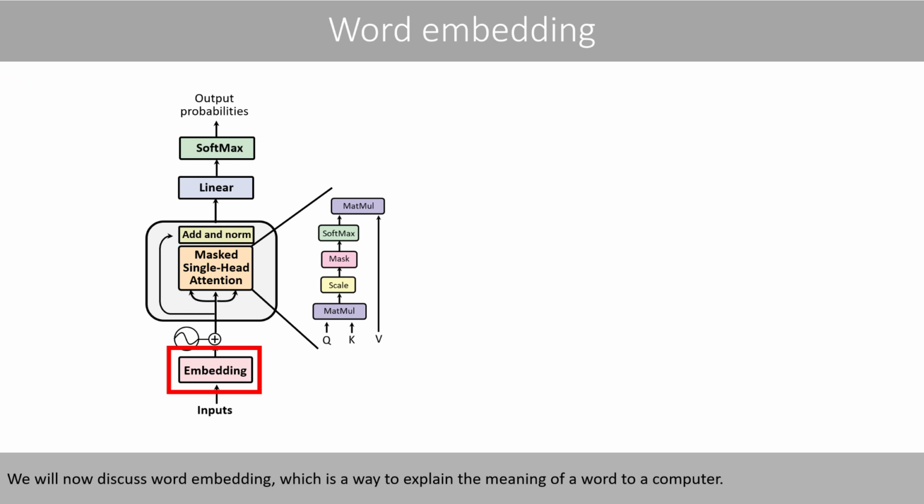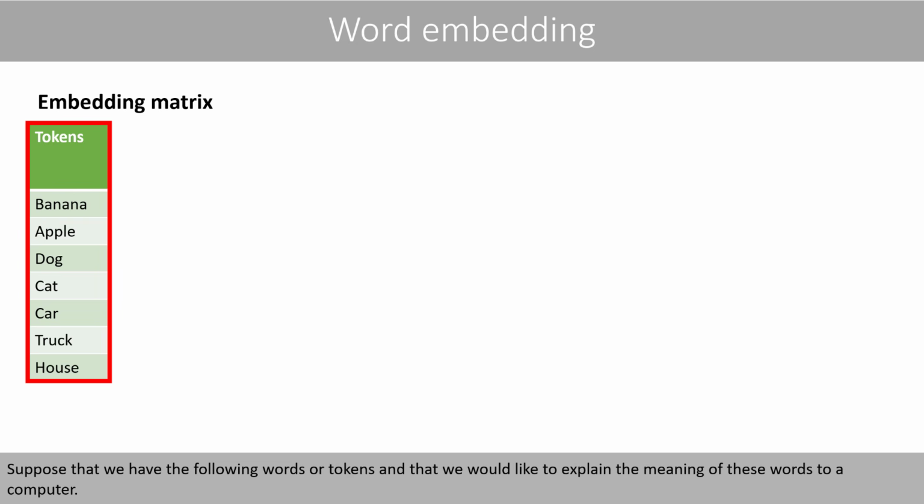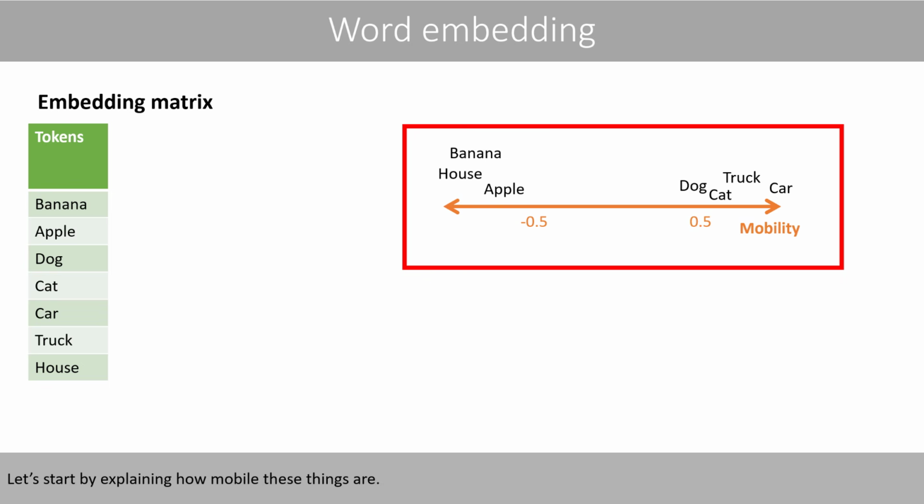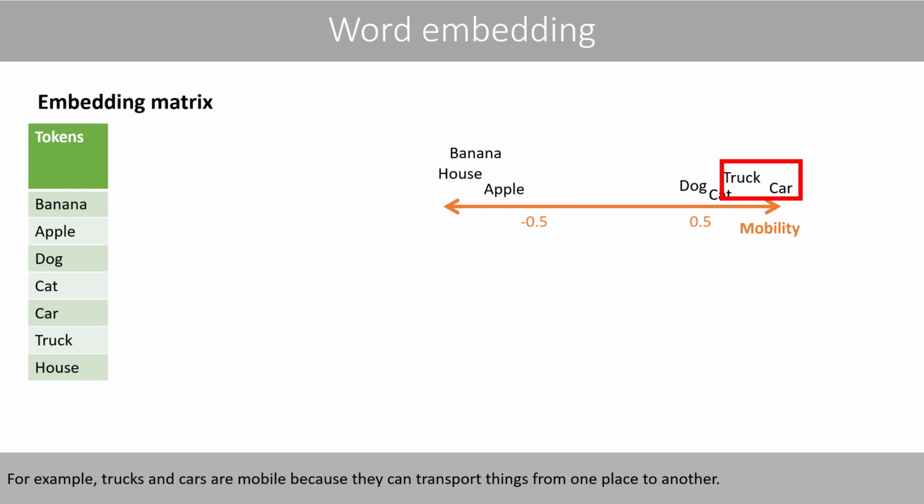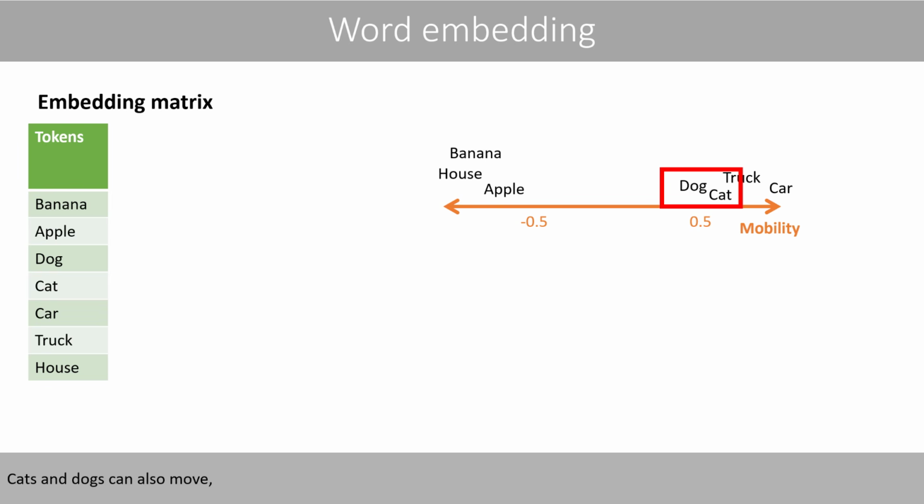We'll now discuss word embedding, which is a way to explain the meaning of a word to a computer. Suppose that we have the following words or tokens and that we would like to explain the meaning of these words to a computer. Let's start by explaining how mobile these things are. For example, trucks and cars are mobile because they can transport things from one place to another. Cats and dogs can also move, whereas fruits and houses are not mobile.